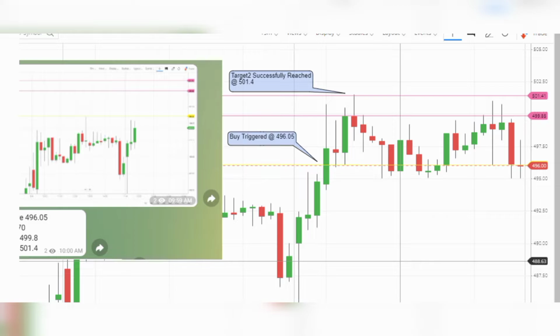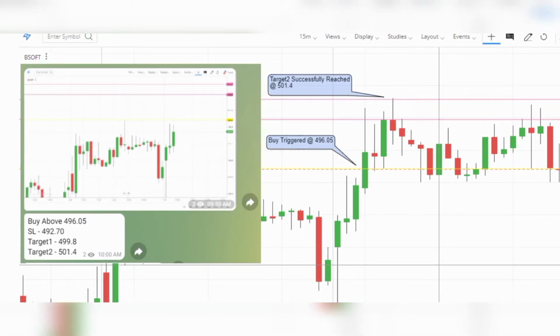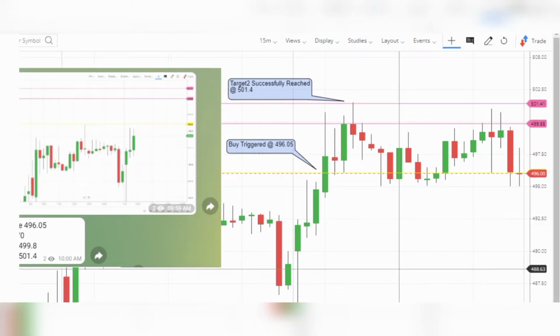So this is the yellow line which I marked, 496.05, which was triggered in the immediate next candle. Okay, it's the fourth candle. Once it got triggered, you see in the same candle the first target was achieved. That is the first pink line which I marked. The next pink line is target 2, 501.4. I have marked it.